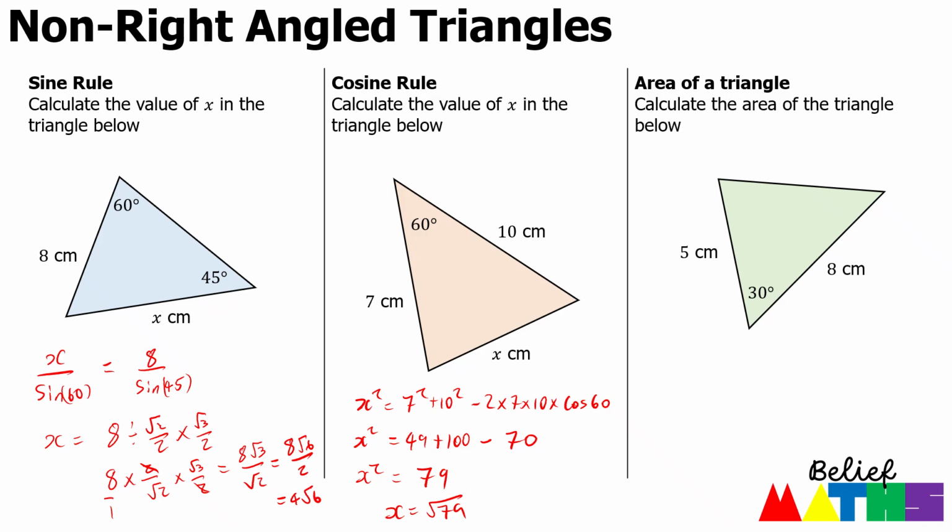Finally, area of a triangle. We know that the area, when we're not given the perpendicular height, is a half AB sine C. So we can sub in our values. We get a half times 5 times 8 times the sine of 30. Again, they use the sine of 30 because it's a half. So therefore 8 times 5 is 40, half that is 20, so it's 20 times a half, which is 10 centimeters squared. So it makes your life a little bit easier.